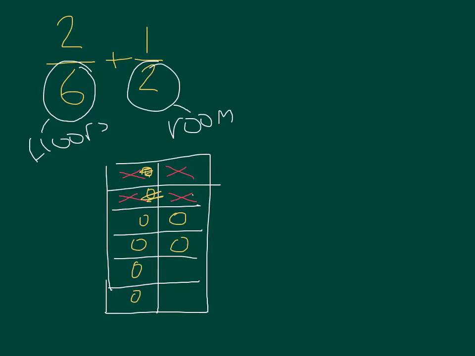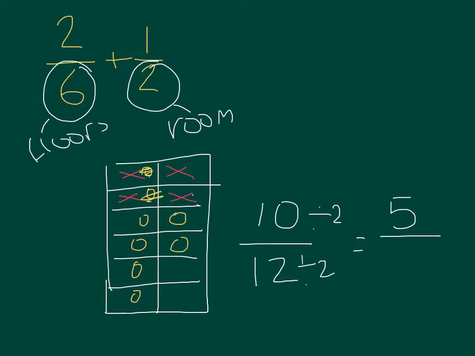Now again, like I said before, your denominator is determined by the number of rooms. The number of rooms in this building is 12, so 2 times 6 we know is 12, and the number of occupied rooms is 10. So your true fraction, your fraction answer, is 10 over 12. Again, we can go ahead and reduce that fraction, simply by dividing by 2, and my answer is 5 over 6.